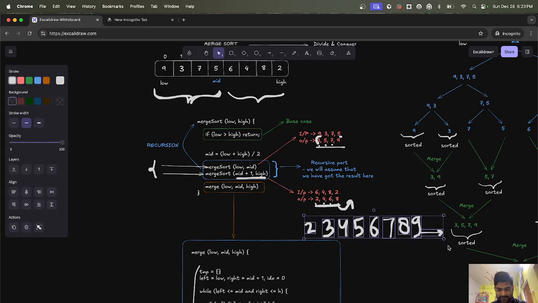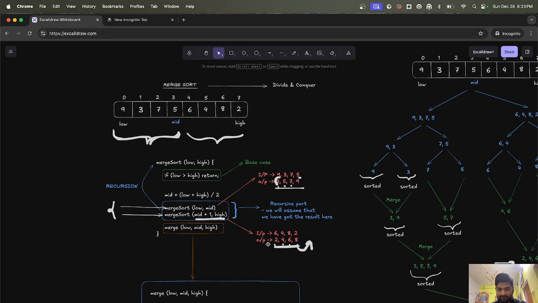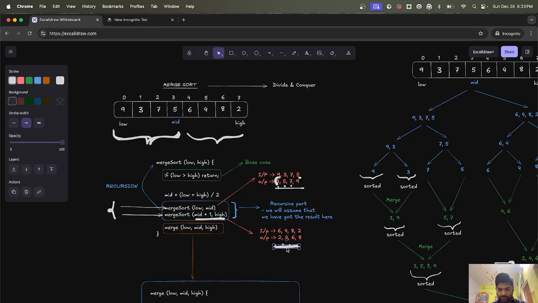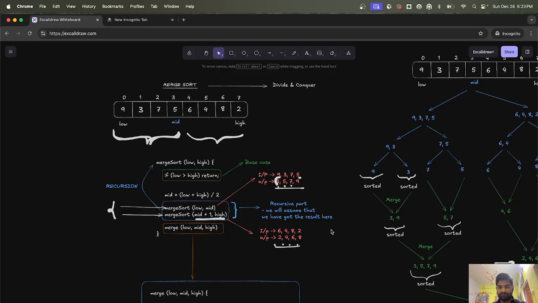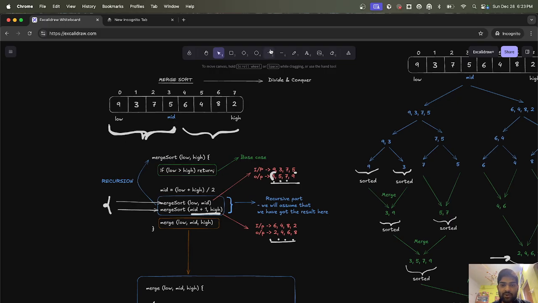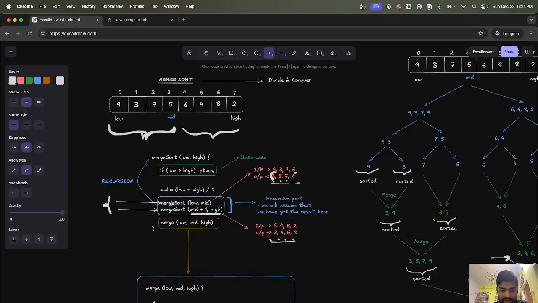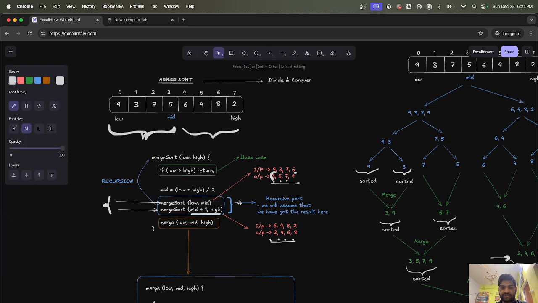So at this point, we have got the array sorted as 3579. At this point, we have got the array as 2468, correct? We have got the array as 2468.